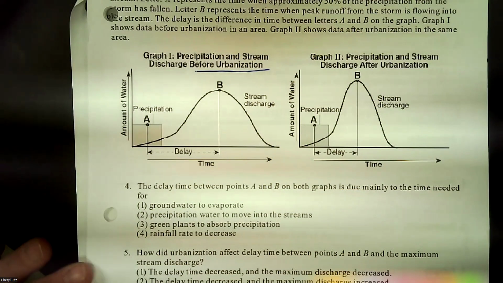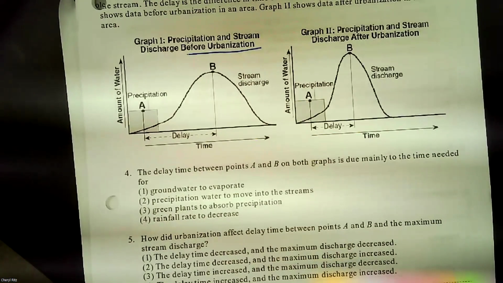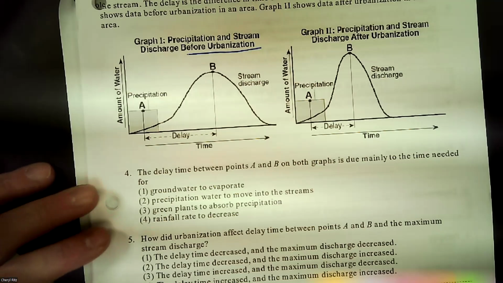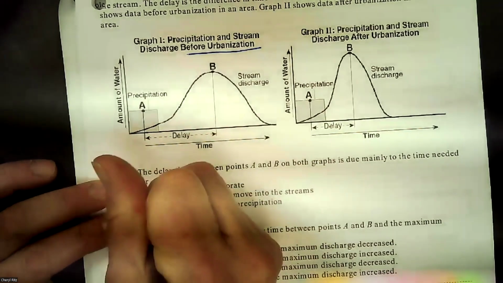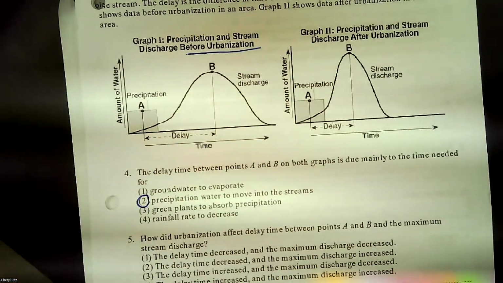All right, I'm seeing a couple different answers. Guys, when it rains, does that water immediately get to a stream? No. It takes some time to get there. That is why the answer is number 2. It takes time for that precipitation to move to the stream.